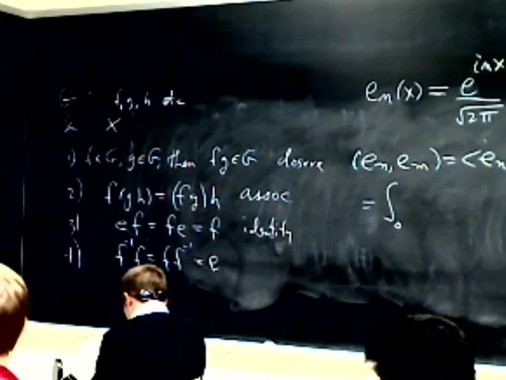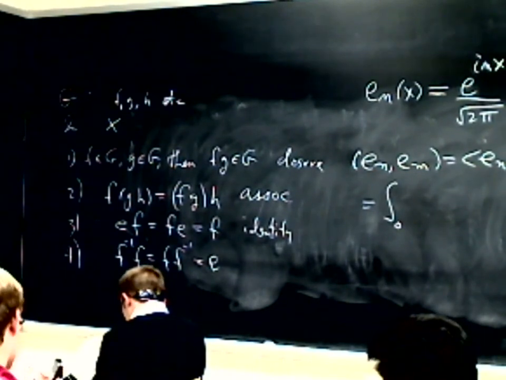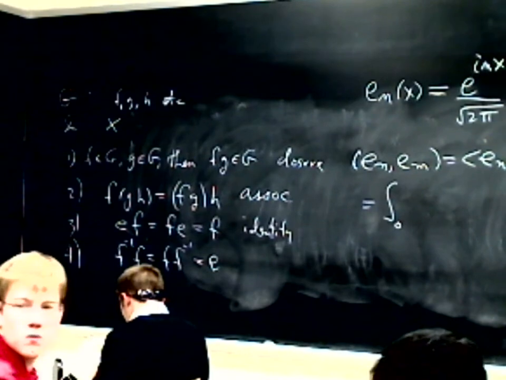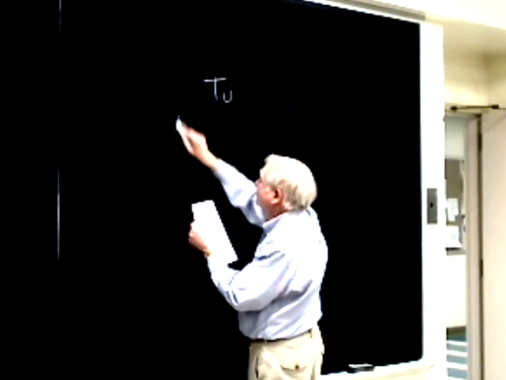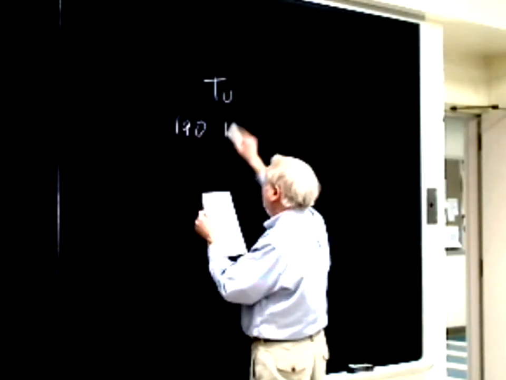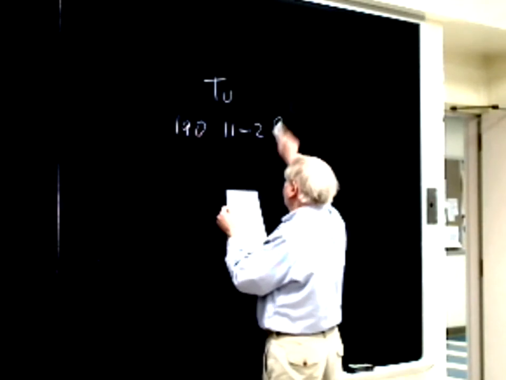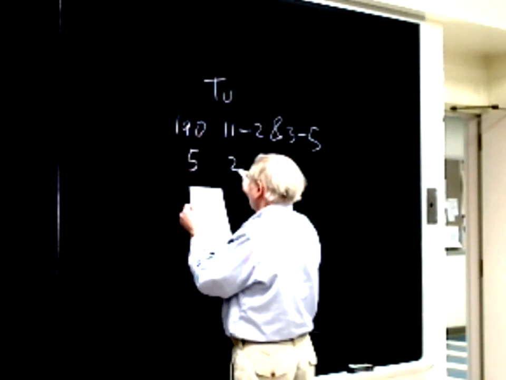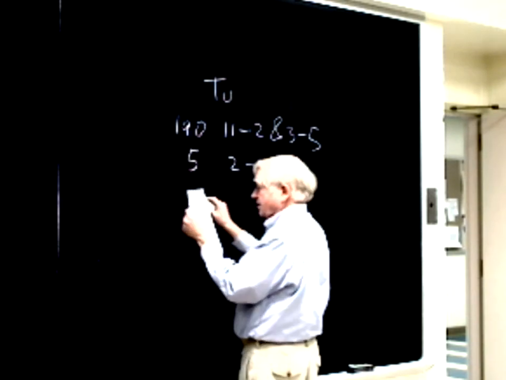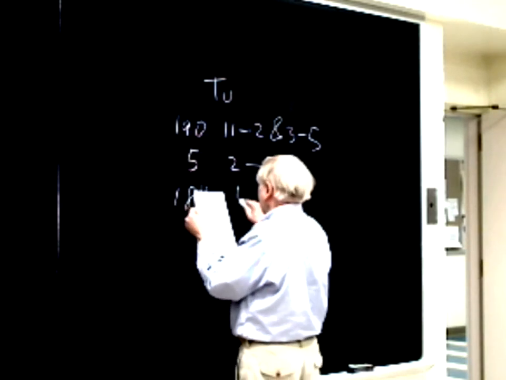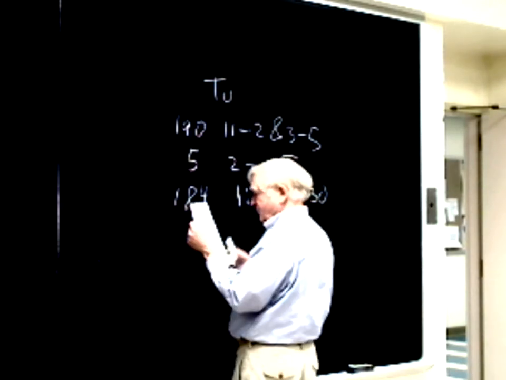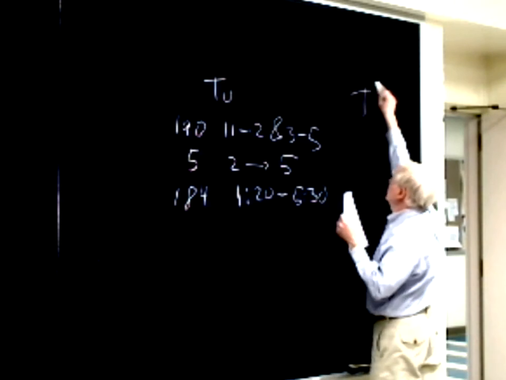So let's see. Here are the possible times for the problem session. Why don't I go over and use this board here? Tuesdays, room 190, 11 a.m. to 2 p.m., and 3 to 5. Room 5, 2 p.m. to 5, and 184, 1:20 to 5:30. I'm kind of amazed that these things are so available.